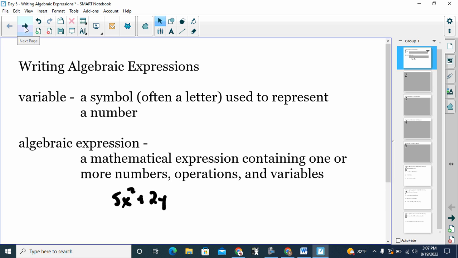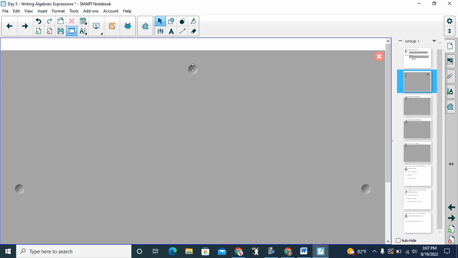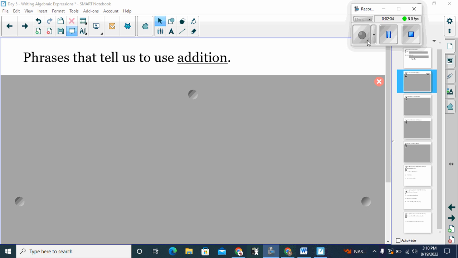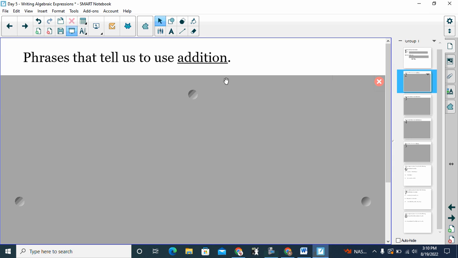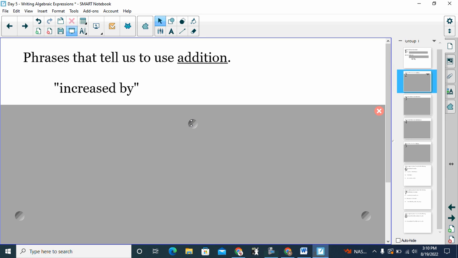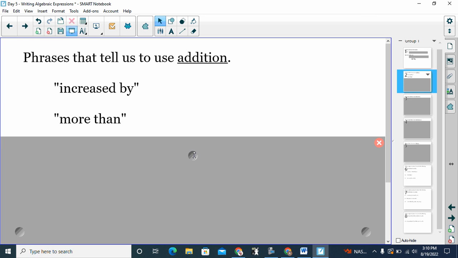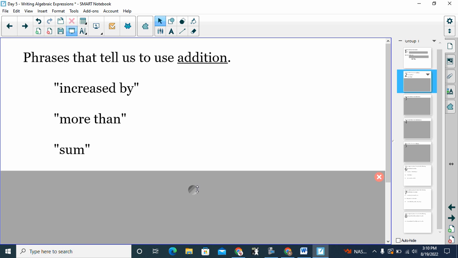So I want to start out by taking a look at some of the word phrases and how to tell if we're going to add, subtract, multiply, or divide. Each of the following phrases tells us that we should be using addition. The first one we are given is increased by. Increased by tells us to add, more than. If I'm given 5 more than 3, we want to add 3 and 5.